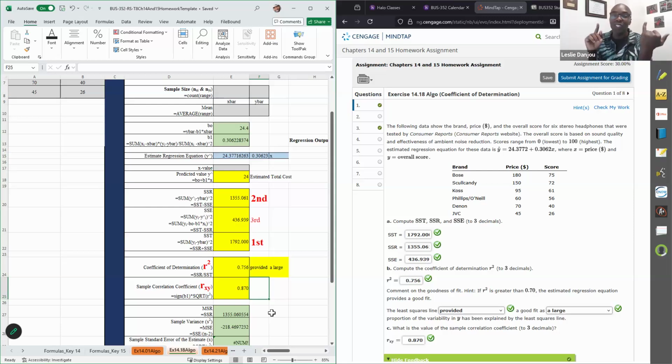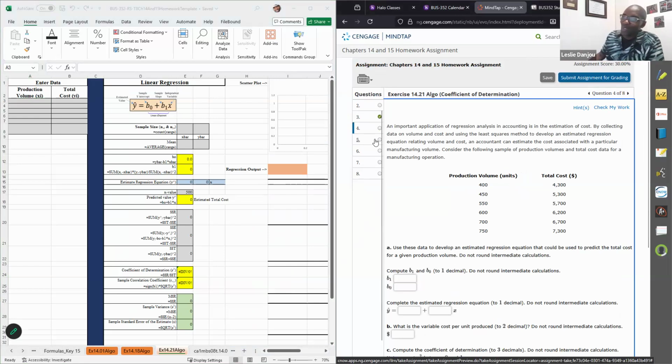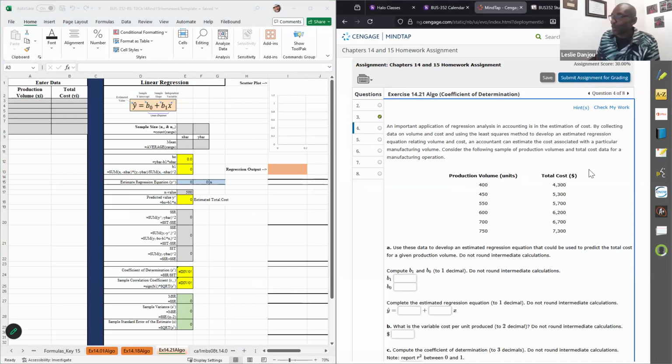All right. So we should have 14.01, right. We should have 14.18, correct. Right. Let's go to 14.21. Click through until you find it. Hey, good work, good work. All right. Production volume and the total. The total is the end result, the dependent variable.